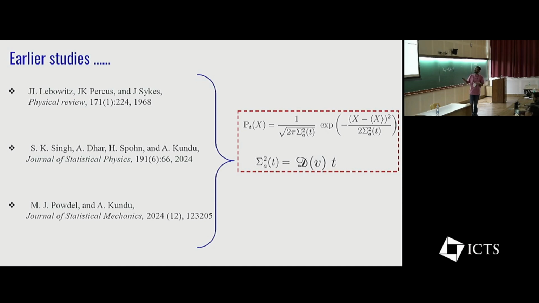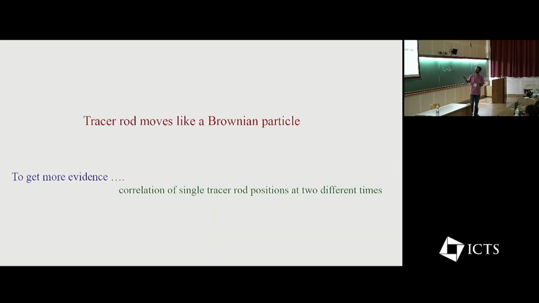And one can see that the variance for the tracer rod is directly proportional to the diffusion constant, which can be characterized by the velocity of the tracer rod. And as the variance is proportional to the diffusion constant, it moves like a Brownian particle. So to get more evidence, we also compute the position autocorrelation for the single tracer rod. That is the correlation of the single tracer rod's position at two different times.